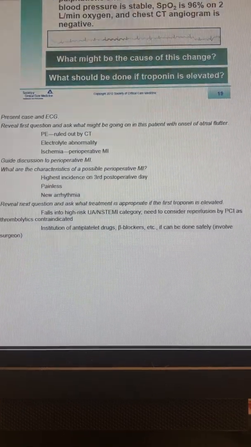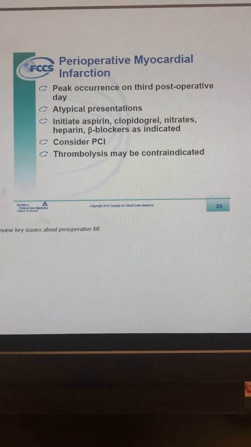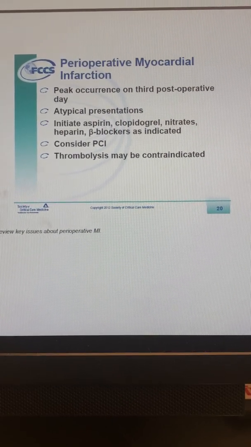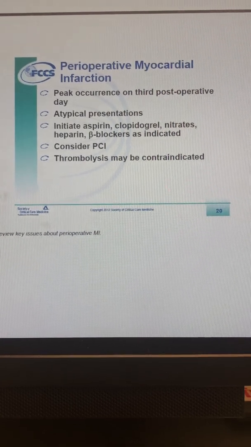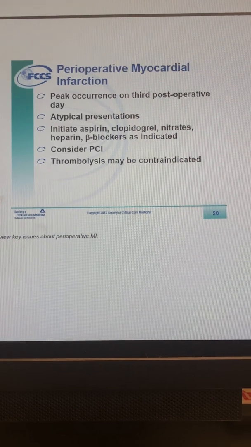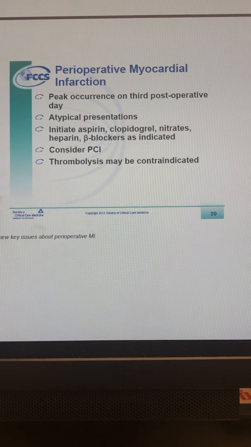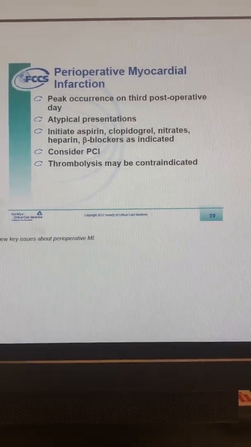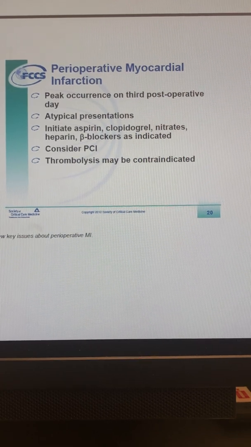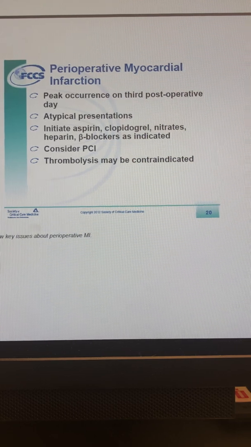And moving on to the next slide. Perioperative myocardial infarction usually happens after you perform a surgery, like either an abdominal surgery or a hip surgery. Usually happens on third postoperative day. So if you notice any changes in their blood pressure or any chest pain or shortness of breath or arrhythmias, you have to consider MI in patients after surgery.